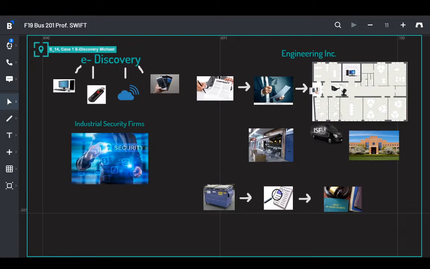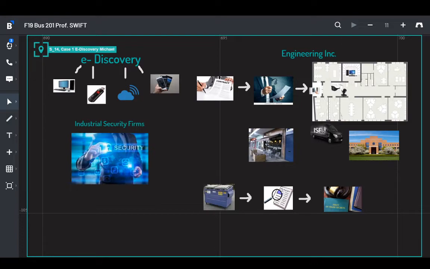Correct. All right. So at this point, if they terminate the employee, is the industrial security firm out of it? So the industrial security firm is out of it. After the industrial security firm creates that report, it is all up to the employer to carry out that legal case against the employee. Okay.